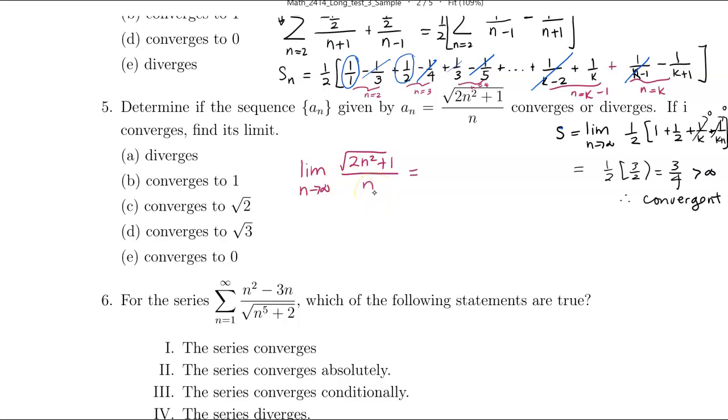So how do you find the limit? You can take 2n squared plus 1 and multiply that by 1 over the square root of 2n squared. Your goal is to be able to cancel this.